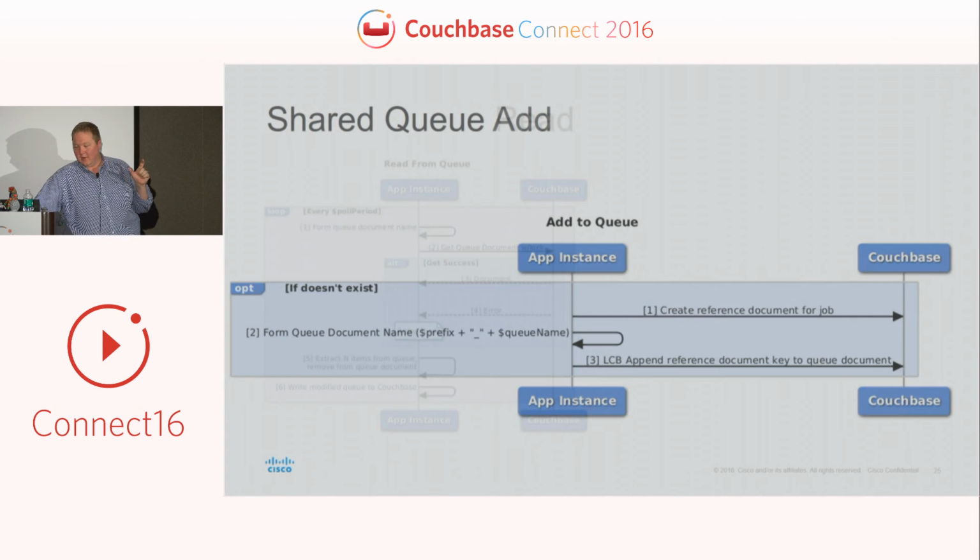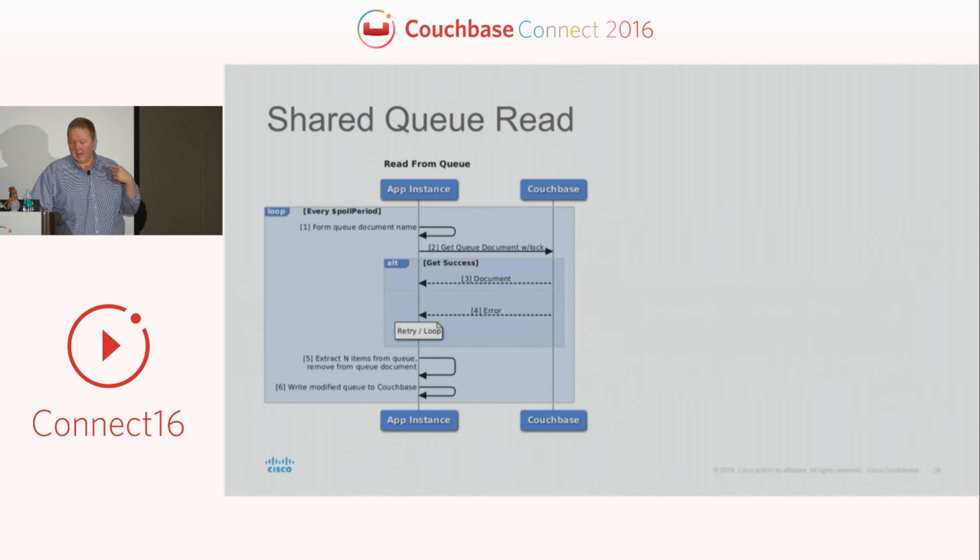Then when you're reading off, you get the queue document, and that's a get with a lock, because you need to block temporarily while you have it. You need to block people appending to it so you avoid race conditions. Pull off a chunk of items and remove that from the queue, write it back, and then if those are document IDs that you need to pull to get details, you pull each of them and start working on them.